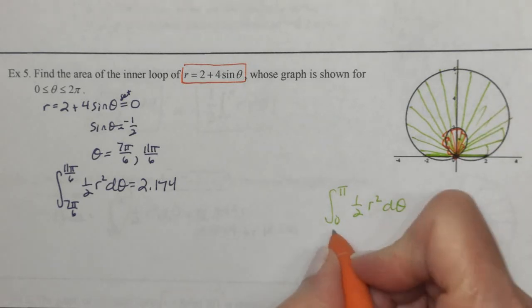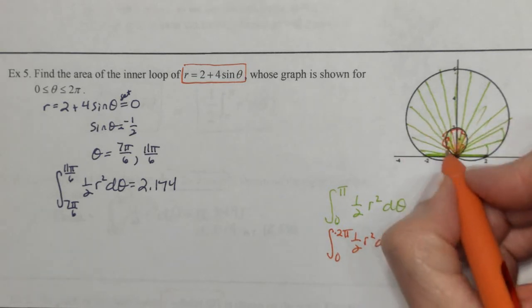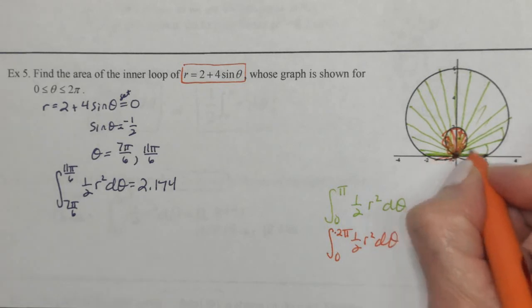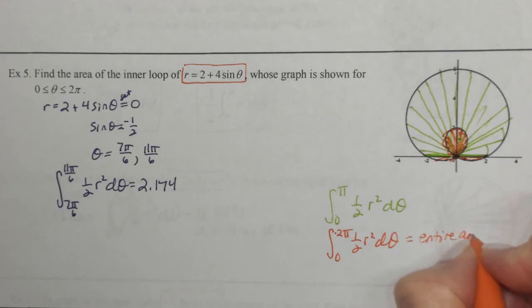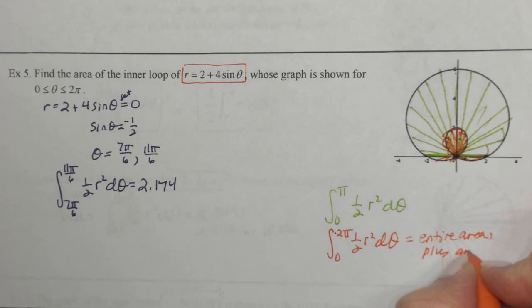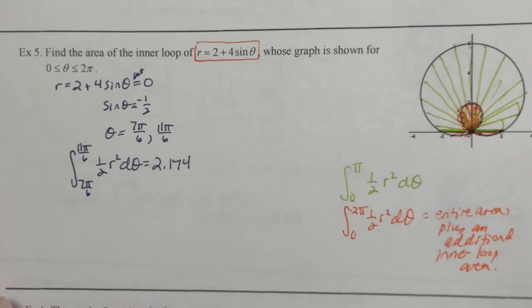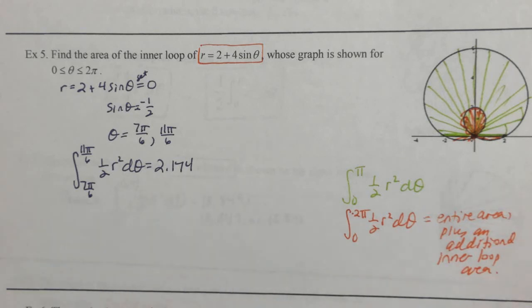So what would 0 to 2 pi give us? Well, 0 to pi is what I have in green there. And then we come and get this sliver. And then we're going inside and grabbing that inner loop, which we already got going around the first time. And then we get this other piece. So from 0 to 2 pi, we would get the entire area plus an additional inner loop area. So 0 to 2 pi gives us way more than we want. Okay? It gives us 2.174 more than we want. So we have to keep that in mind.